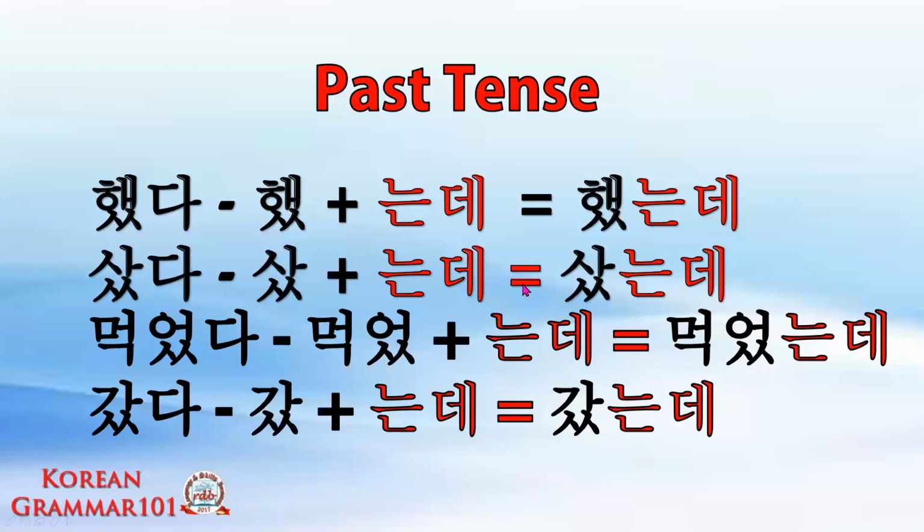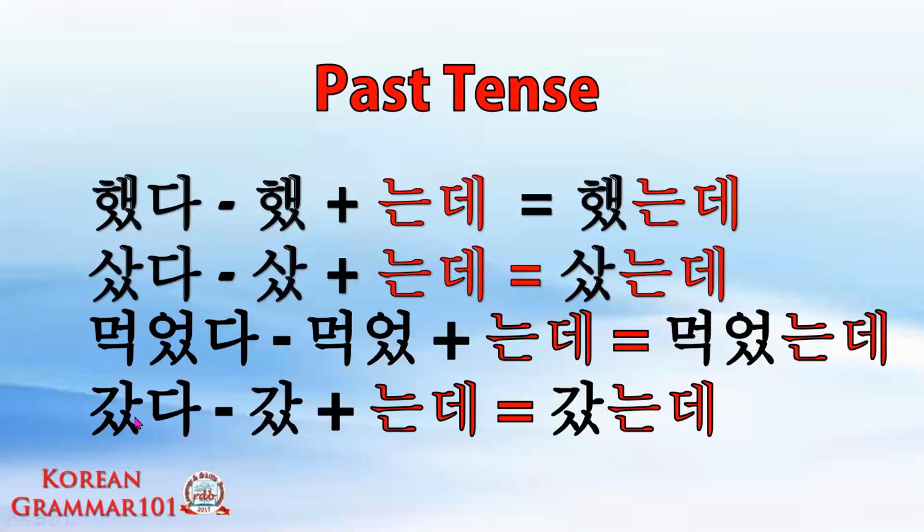Okay, the third one is mogutta. Mogutta, the present form is mokda. Mokda is to eat. So that means mogutta is ate. So when you conjugate with nunde, all you have to do is to drop the verb stem da. So from mogutta, it becomes mogut plus nunde equals mogut nunde.